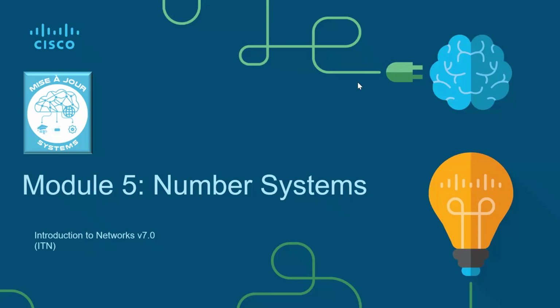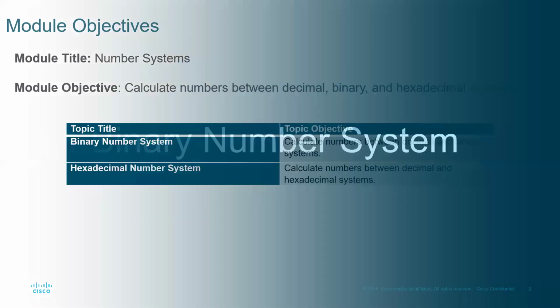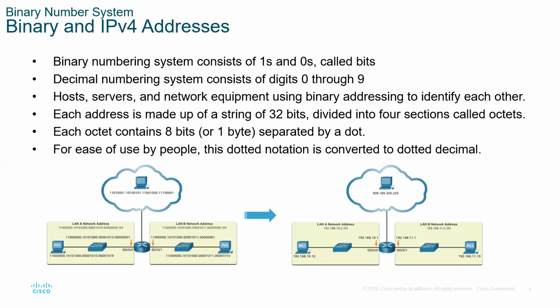So going to the course content, the main objective is to calculate numbers between decimal, binary, and hexadecimal systems. We're going to be looking at the binary number system and the hexadecimal system. The binary number system consists of ones and zeros, and these are what we call bits.